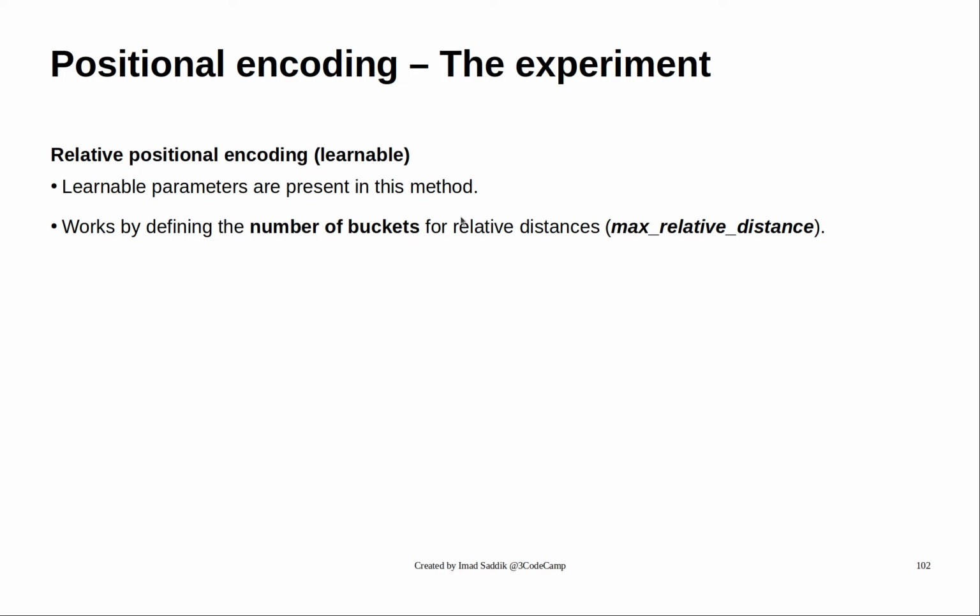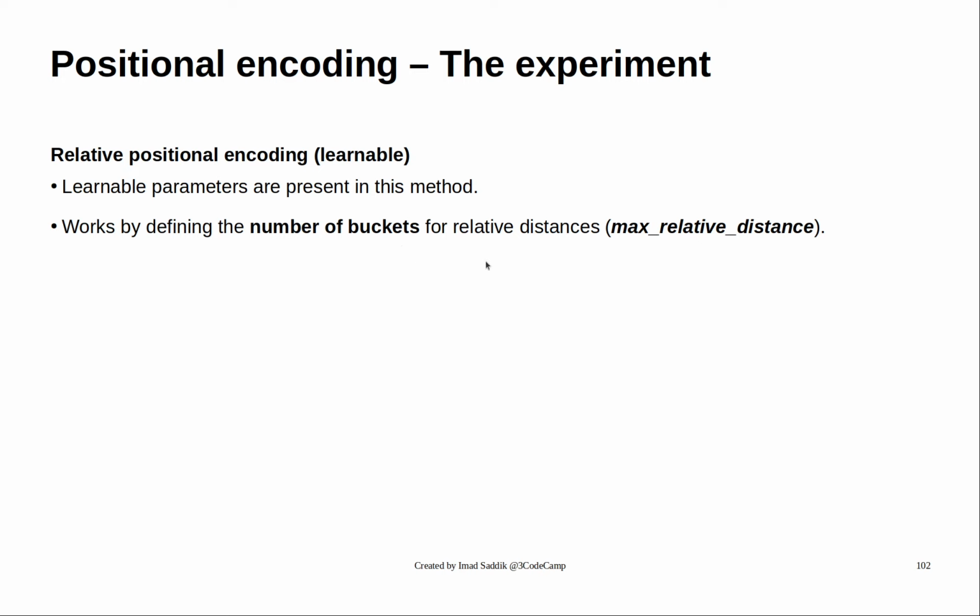Here is the idea. We define a range of relative distances with this parameter, max relative distance. Let's say this parameter is set to 8, we will have 2 kinds of distances. We will have negative distances and positive distances. This is what we have seen before, because the tokens that come before the token will have negative distances, and the ones that come after the token will have positive distances. And that range is called the number of buckets.